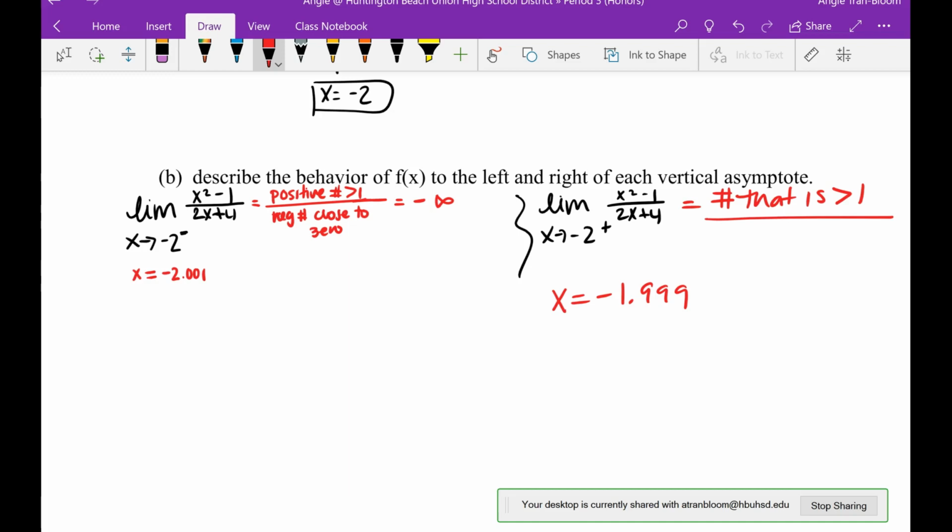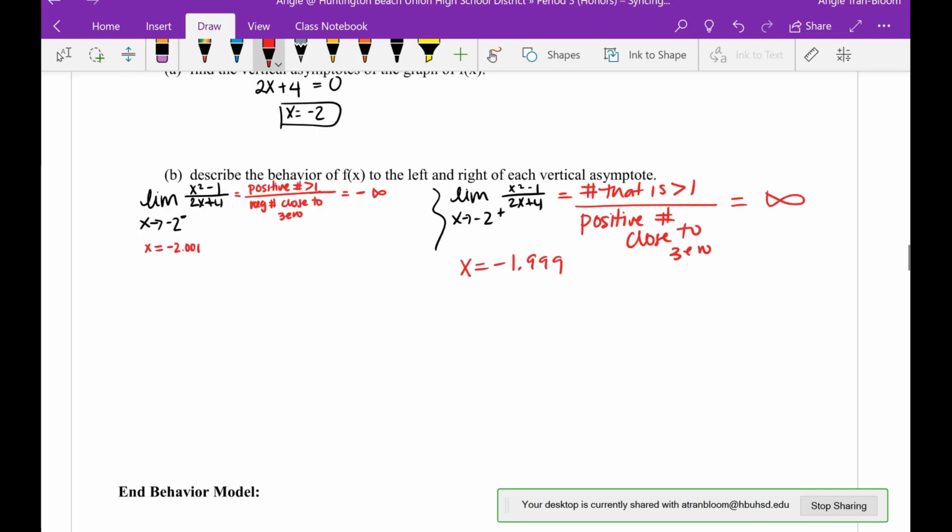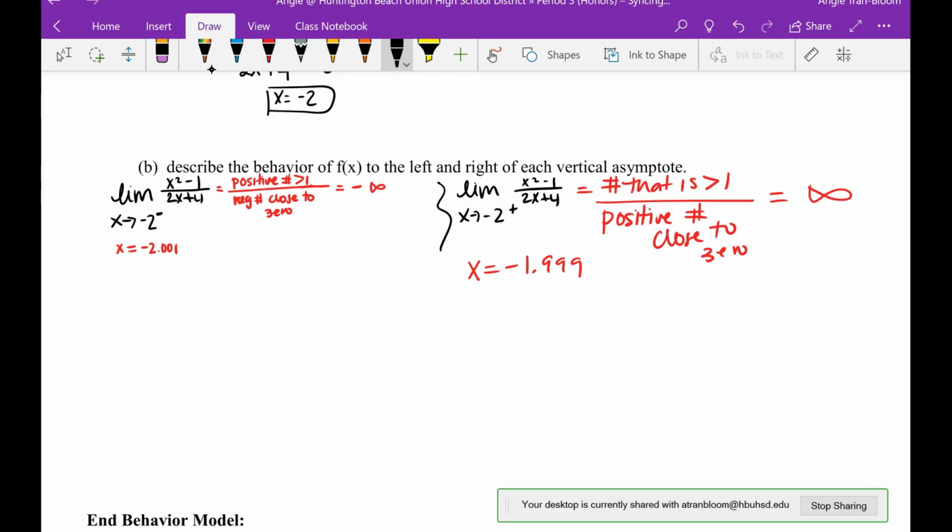Positive number close to 0. So when I divide something positive on the top, greater than 1, by something so small, what's happening? You're right. Okay, so now we're going to spell out the answer because we haven't answered it. Tell me the behavior of the function on the left-hand side and the right-hand side of the vertical asymptote. What would you say?